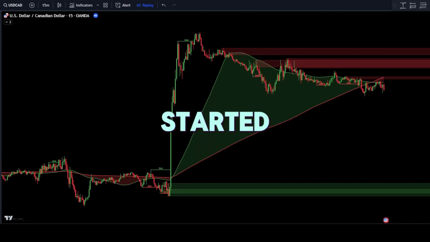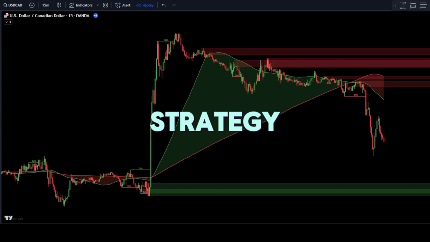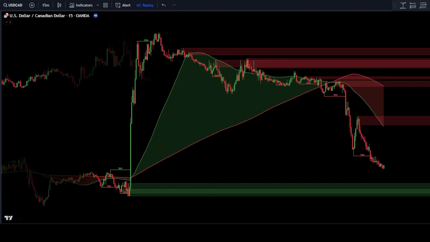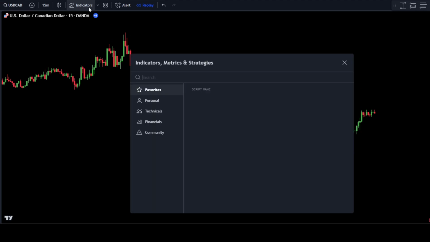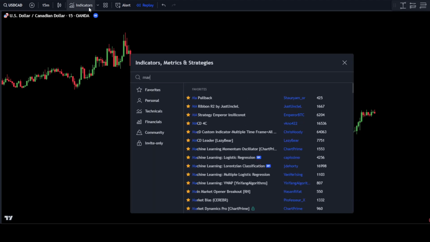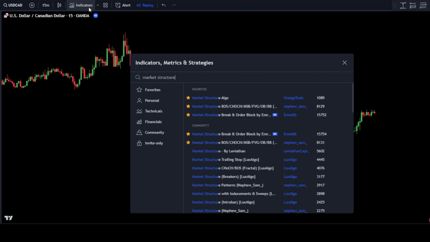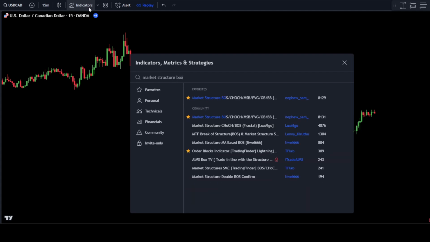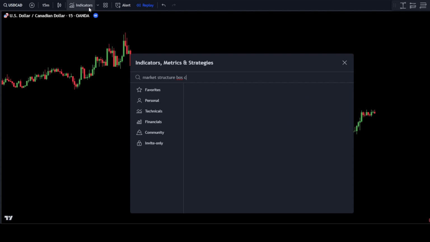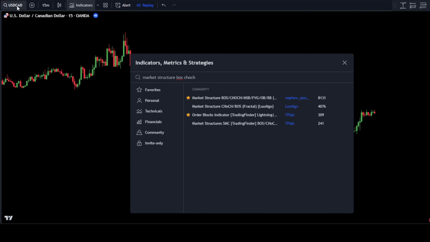Let's get started. To use this order block trading strategy, you can go to TradingView. Then you can go to the Indicator Search tab. In the Indicator Search tab, type in Market Structure CHOCH. Then select Market Structure CHOCH by Nephew Sam.